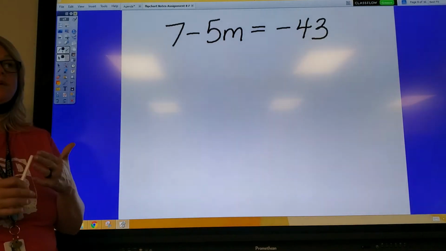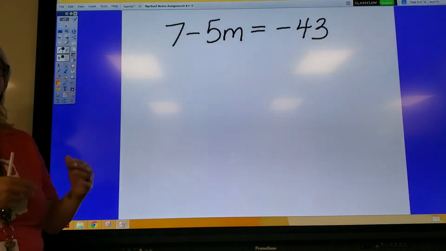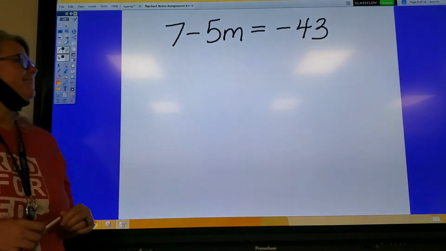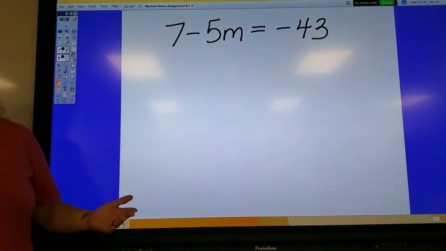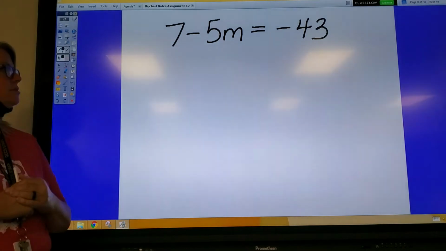So some of you may have found, oh, this isn't working out correctly, and you have to go back, figure out what you did wrong. That's why I wanted you to try it. Remember, your answer is not going to be a decimal answer. It can be positive or negative, but it definitely won't be a decimal or fraction answer.